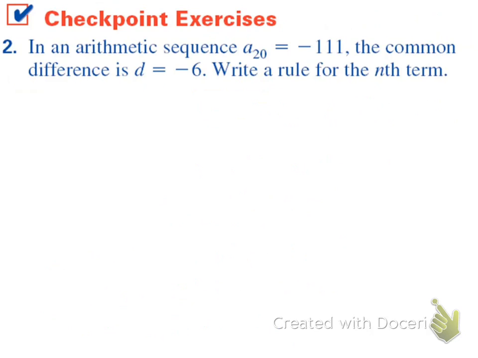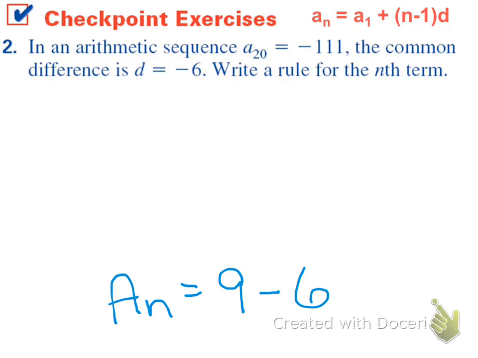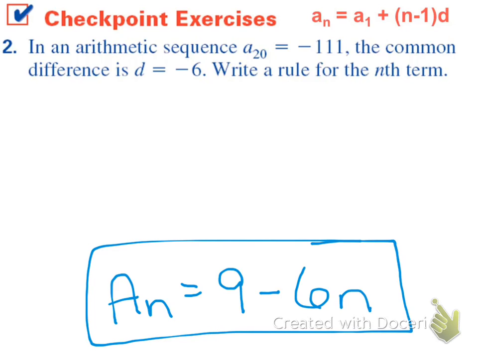Alright, hopefully you've paused the video and you've tried to give the problem a try. If you worked it correctly, you should have found that any term here would have been equal to 9 minus 6n. If this is not the answer that you got, maybe go back and watch example 3 again, give it another try. Okay, let's move on.